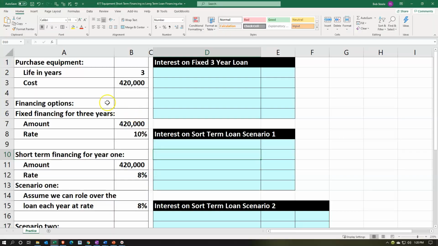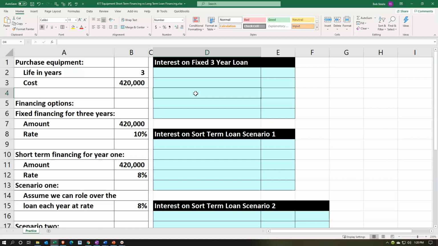Here we are in Excel. We have the information on the left-hand side. We're going to put that into the blue area into our worksheet on the right-hand side. Our basic scenario is that we're going to be purchasing equipment. So we want to purchase equipment. We've got to finance the equipment that we are going to be purchasing. We're thinking about different financing options for it.